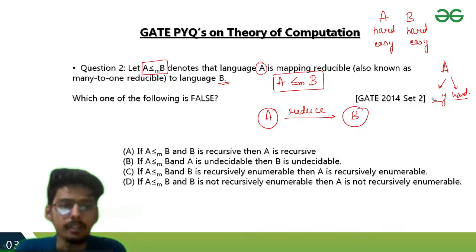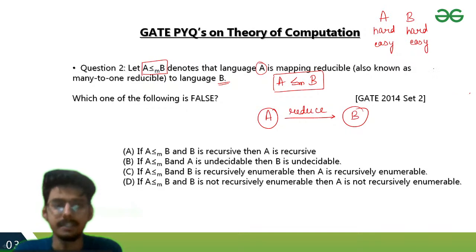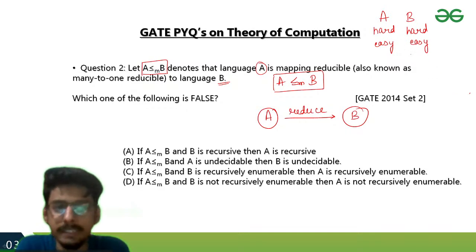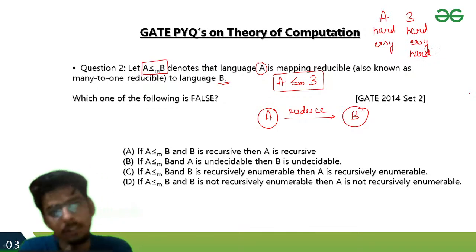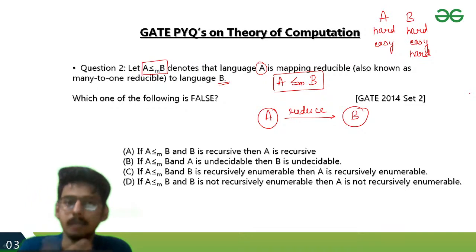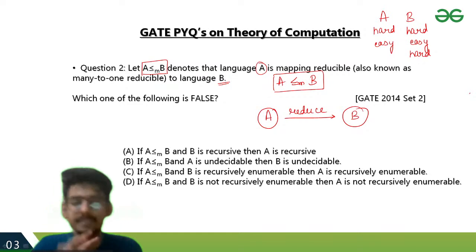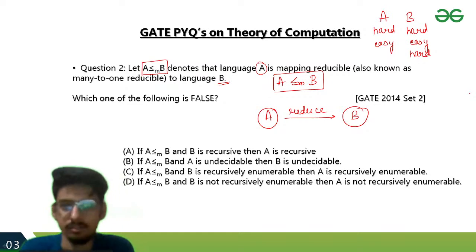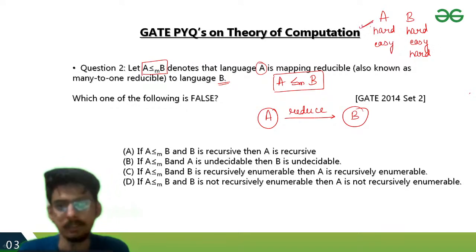Now there are two conditions. Let's suppose B is hard, then A can be easy or it can be hard, right? Because A will always be less hard than B. So if B is hard, then A can be hard, or it can also be easy.